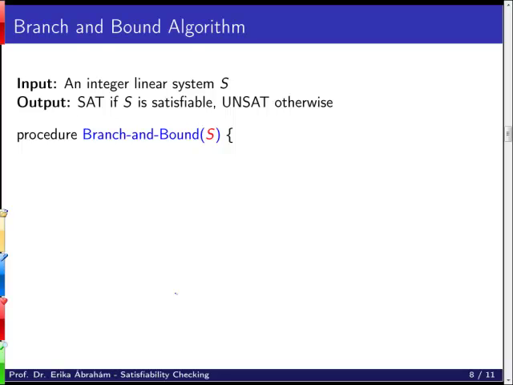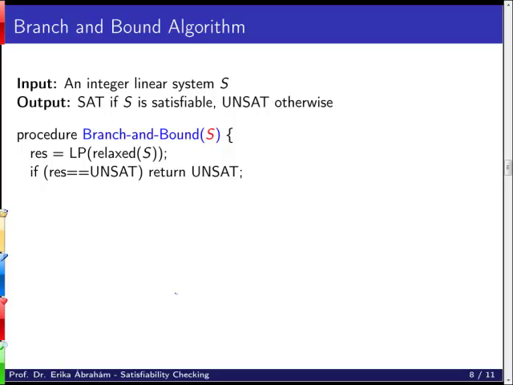Okay, let us try to formalize it as an algorithm. The input is an integer linear system S, and the output is the answer to the satisfiability question. So it gives us SAT if S has an integer solution and UNSAT otherwise. What I do first is I relax the problem. I make from the integer valued problem a real valued problem, and I call simplex. If simplex tells me unsatisfiable, then I know that it is unsatisfiable, because if there are no real valued solutions, then of course there are also no integer valued solutions.